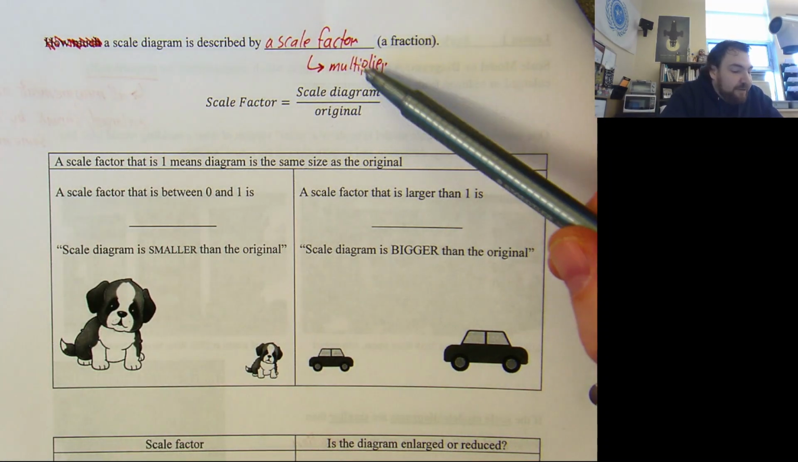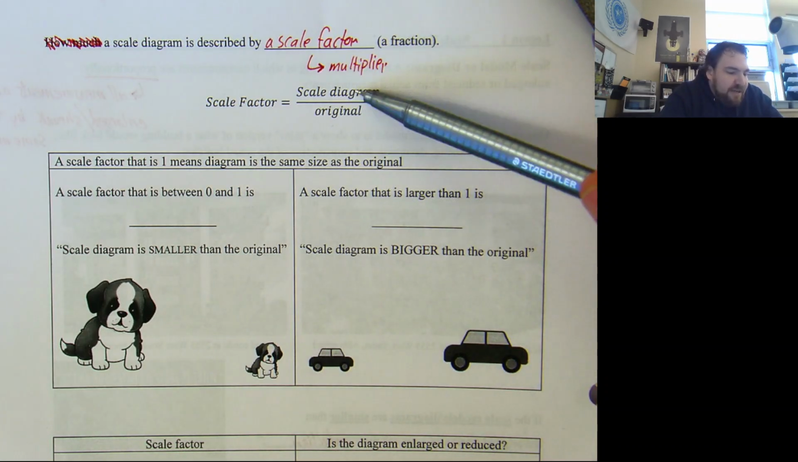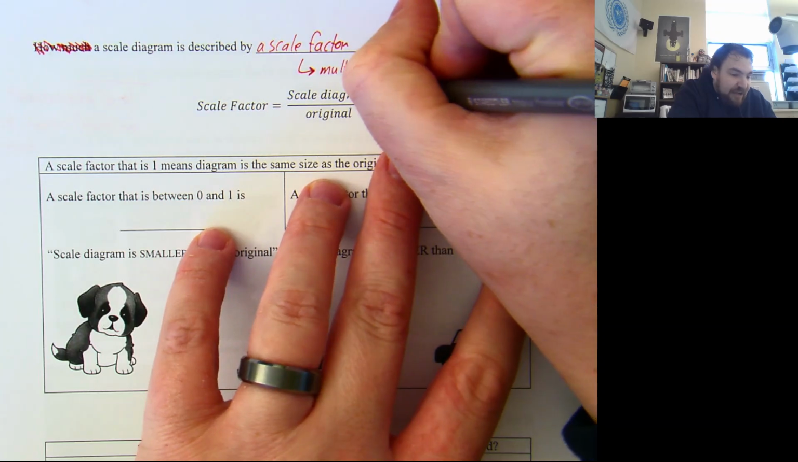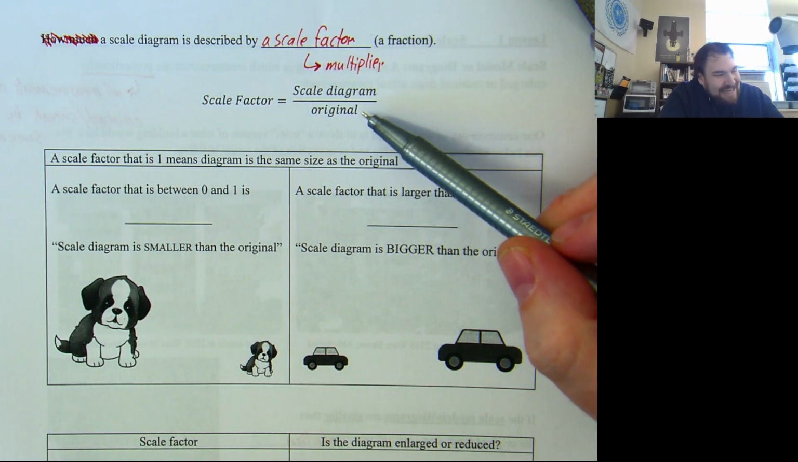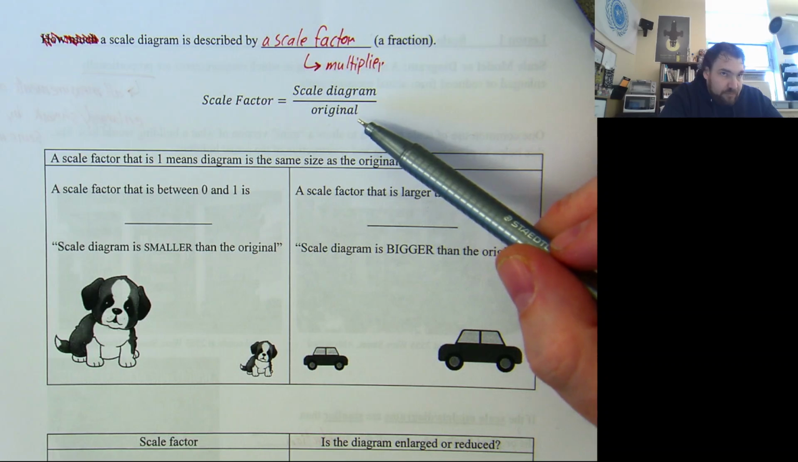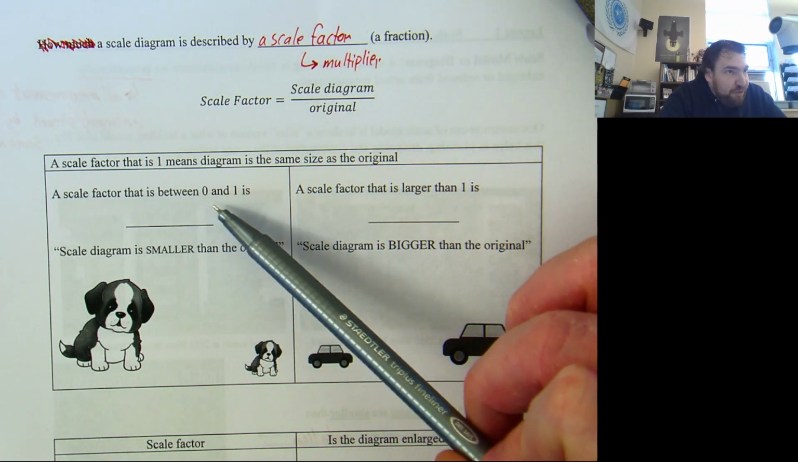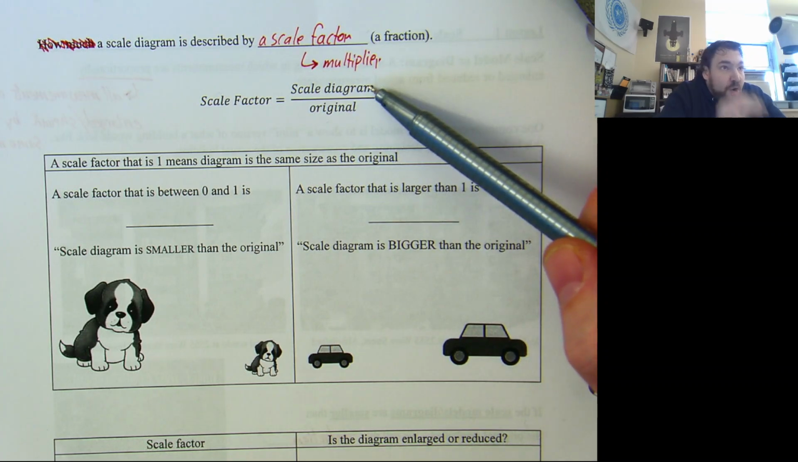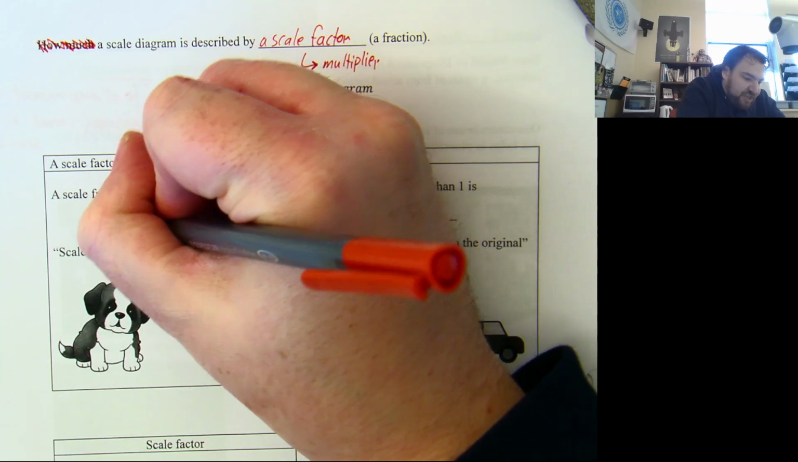Okay, so we got our scale factor. To figure out what the scale factor is, the fraction is always set up the same way. A scale factor is equal to a length in the scale diagram divided by the same length in the original. So if you have a scale factor between 0 and 1, it means that the numerator here is smaller than the denominator. The numerator is always what it is in the scale. So if a scale factor is between 0 and 1, you're going to have a reduction every time.